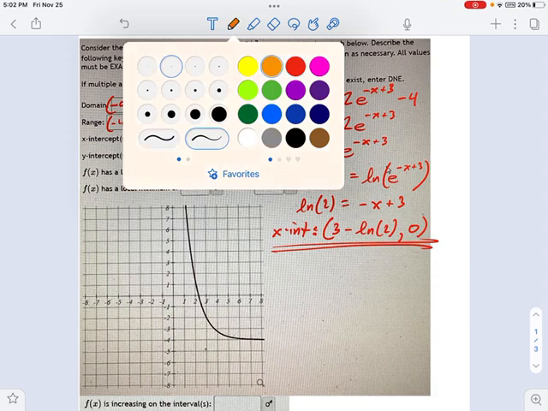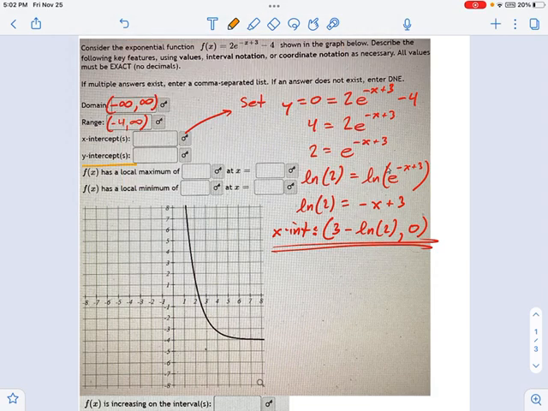The y-intercept, a little easier. We're going to do this one in orange. So for the y-intercept, all you have to do is set x equal to 0. And I'll do that one down here where I've got some room. So setting x equal to 0, in other words, f of 0 equals 2e to the negative 0 plus 3, minus 4. Well, just simplify. That becomes 2e cubed minus 4. And that's as much as you need to say. You can just say, x equals 0, y equals 2e to the 3 minus 4.